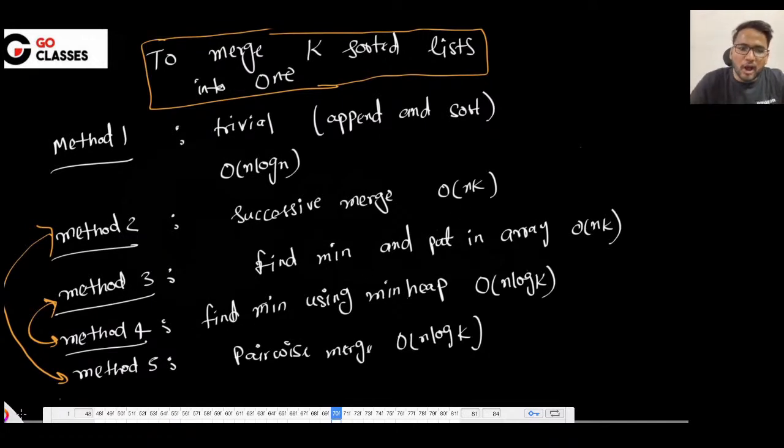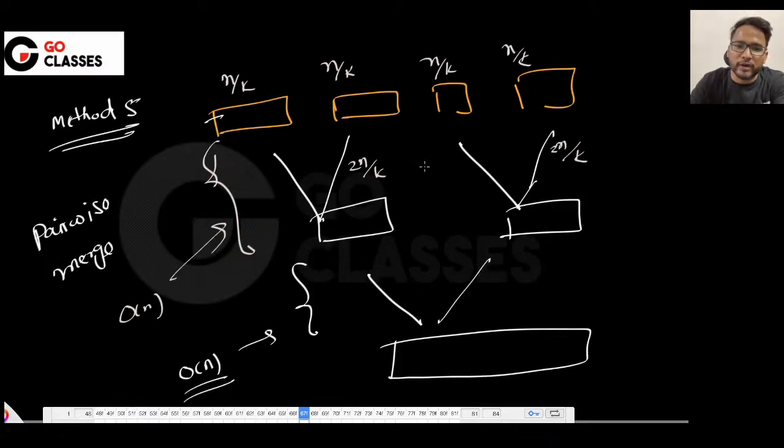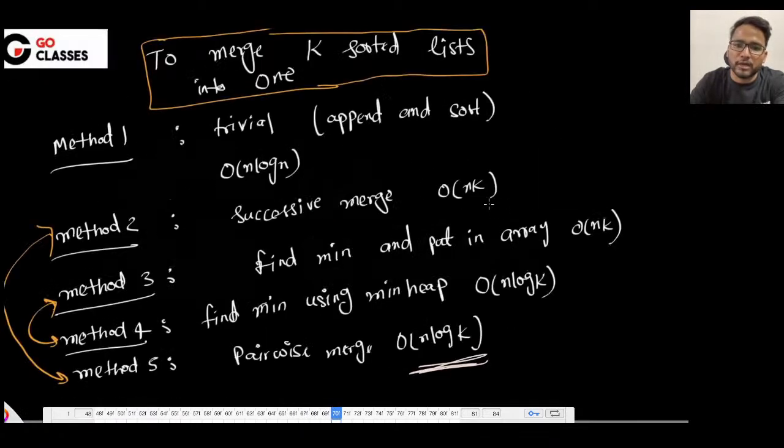But as you can see, out of all, very easily you can see that n log k is the best time complexity. Obviously it is better than n log n, it is better than nk, right? So that's why it is the best time complexity that you can have. So if someone asks you how to merge k sorted lists into one, you can say either you use min heap to find the minimum, or you just do the pairwise merge. Pairwise merge is also a very good idea. That is also going to take n log k. Both are fine, method 4 and method 5.